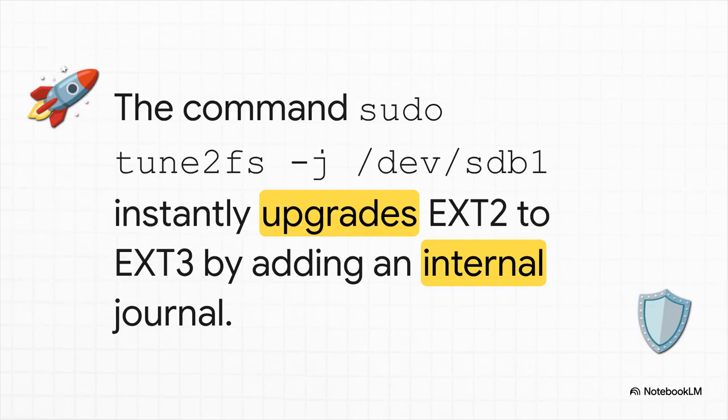And this is the magic command. tune2fs is a fantastic utility for tweaking file system parameters. That little -j flag simply tells it, hey, add a journal. Once you run this, you have instantly upgraded your ext2 partition into a full-blown ext3 file system.